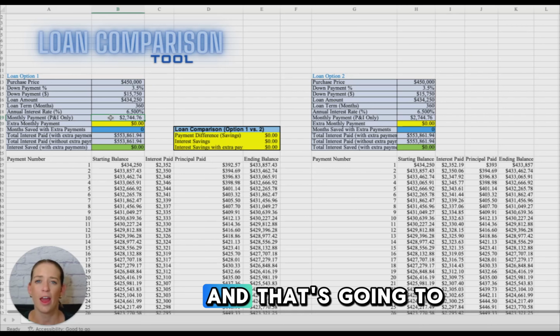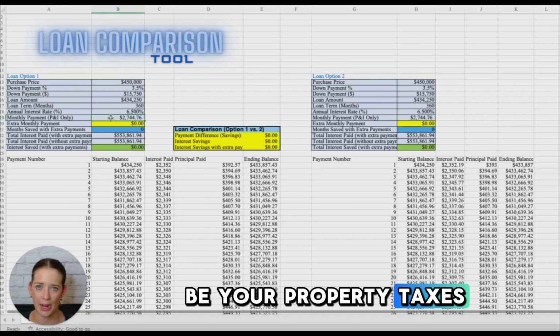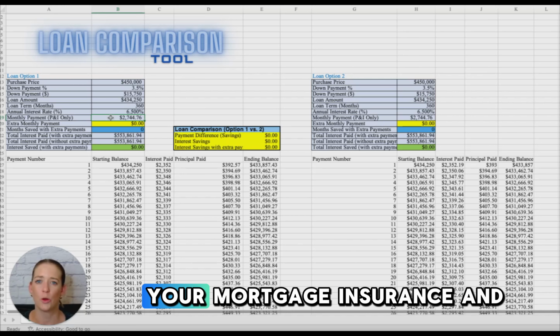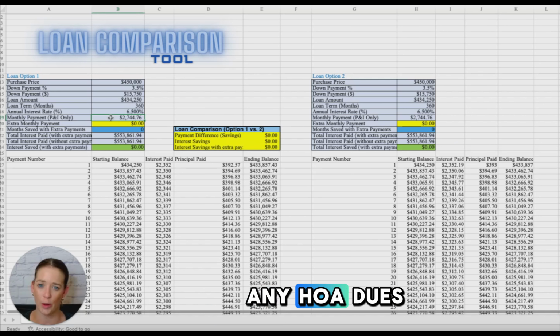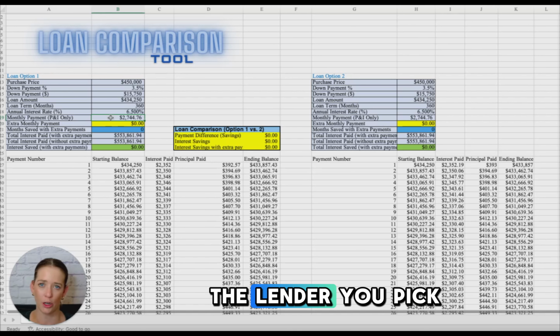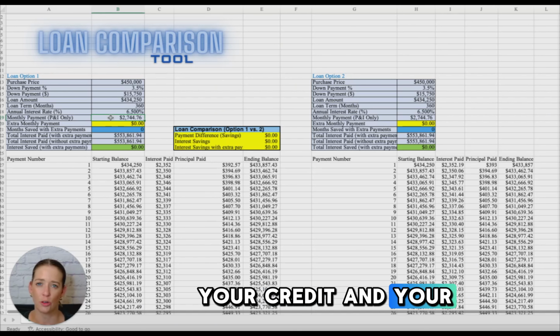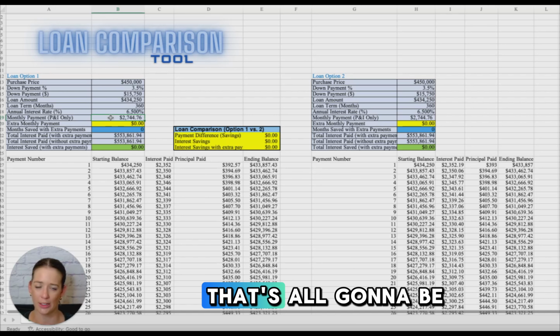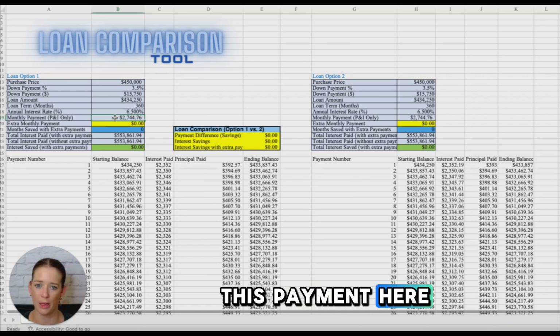It is not including any of your property expenses, which will likely be in your mortgage payment if you have those escrowed. And that's going to be your property taxes, your homeowner's insurance, your mortgage insurance, and any HOA dues. So keep that in mind depending on where you purchase your home, the lender you pick, your credit, and your rate that you get for your mortgage insurance. That's all going to be added on top of this payment here, but this is a good place to start.